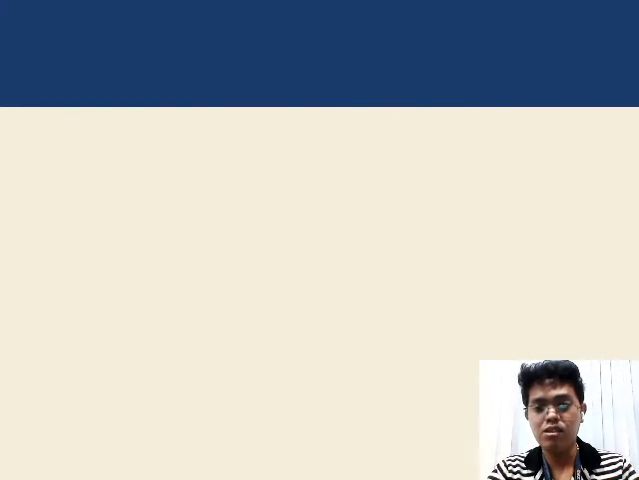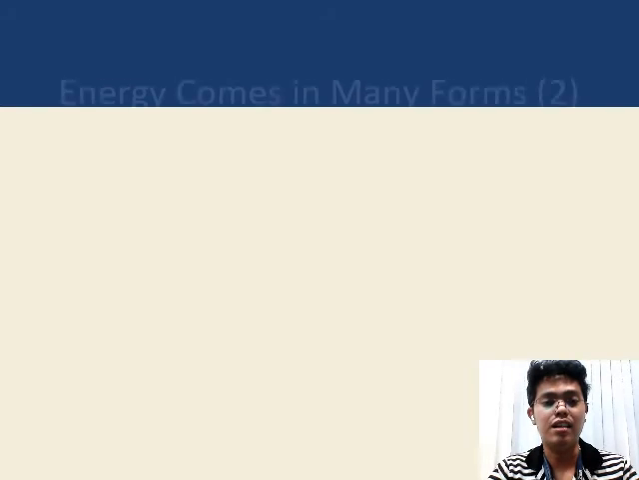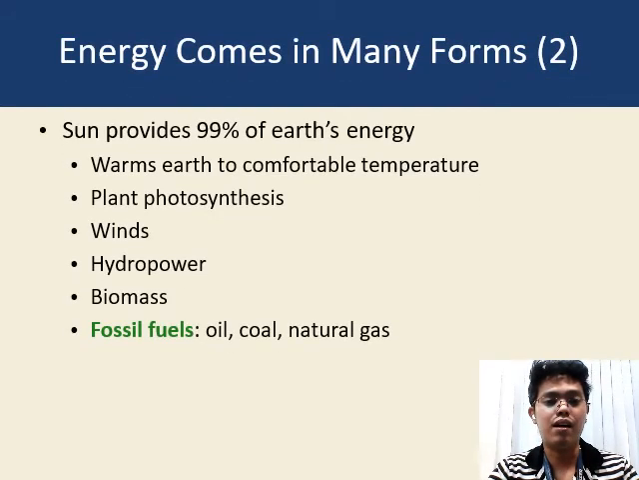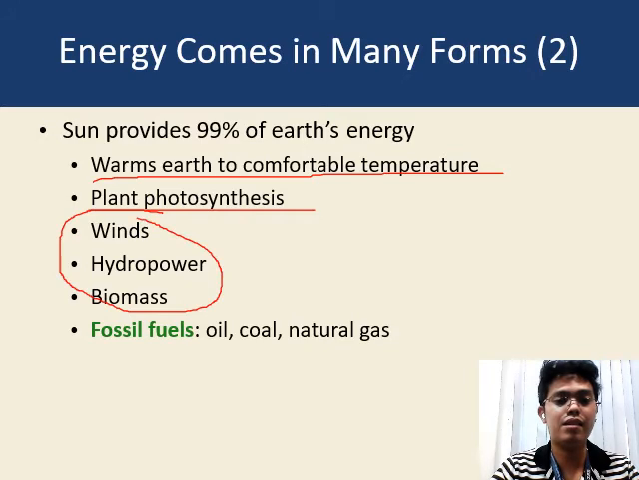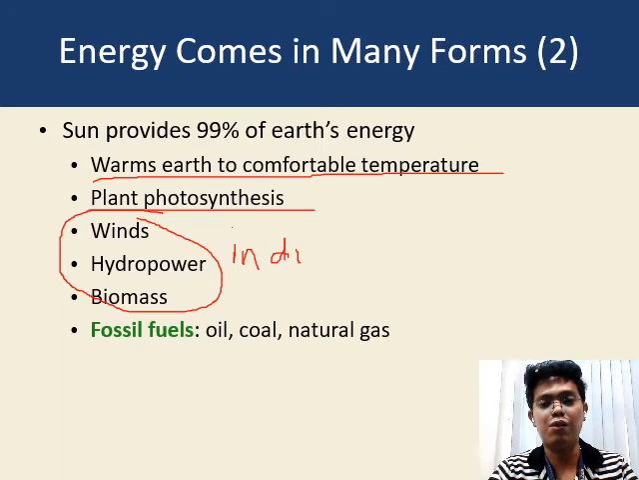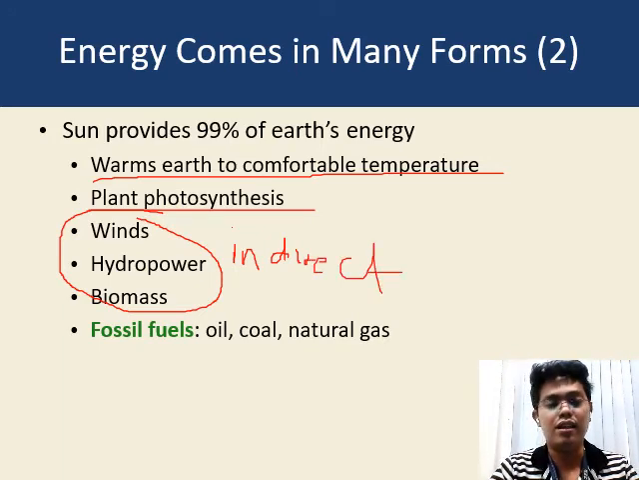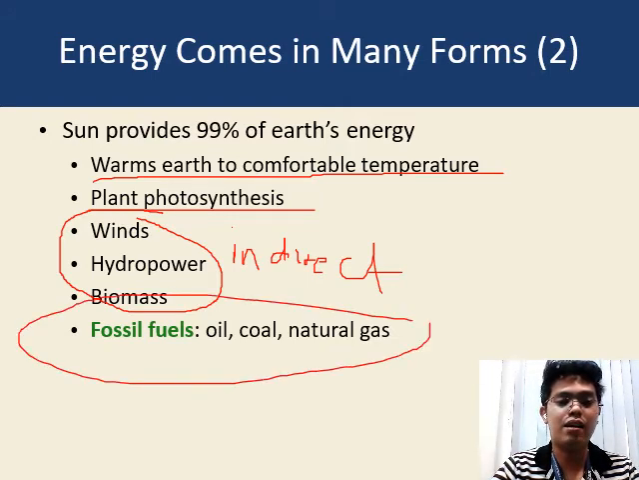Now the sun is the major source of energy for Earth, and it provides us with 99% of our energy. So this 99% energy is usually found in warming the Earth to a comfortable temperature and in plant photosynthesis. Now winds, hydropower, and biomass are just indirect forms of renewable solar energy. Indirect forms of solar energy. Now, the remaining 1% is fossil fuels: oil, coal, and natural gas.